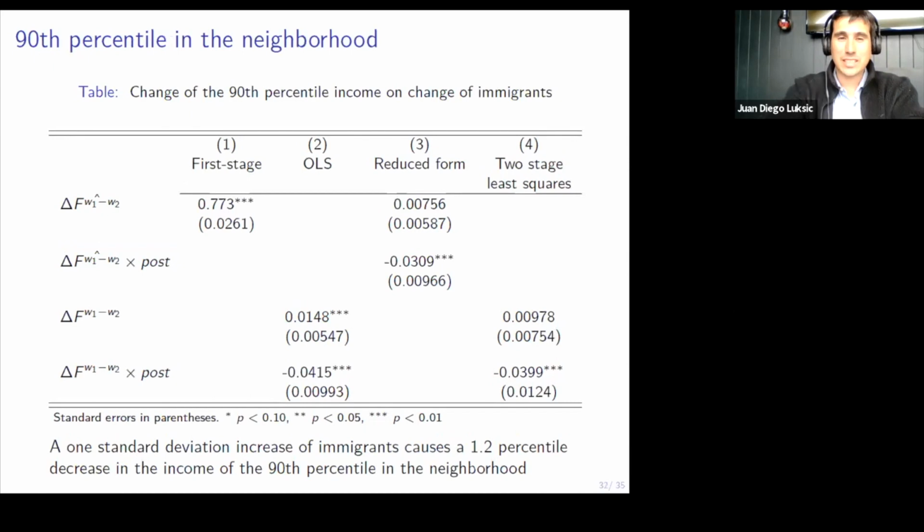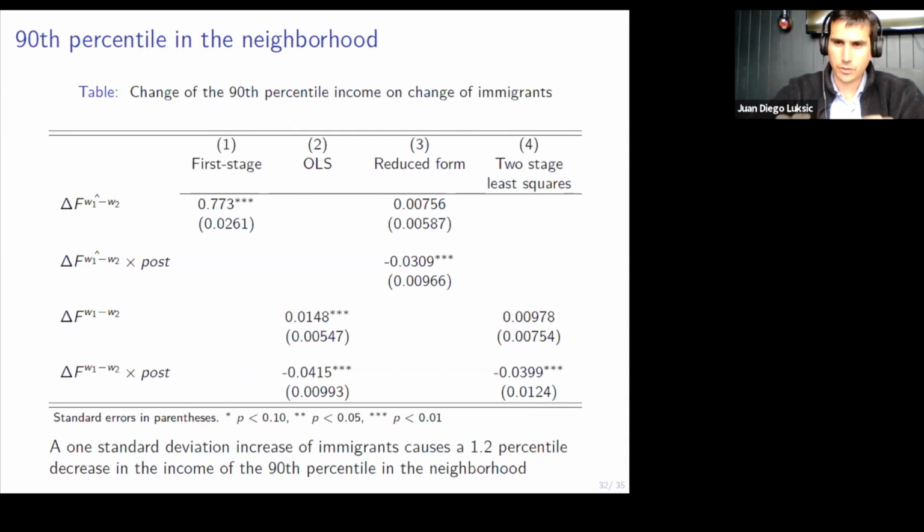And finally, I do an analysis of what I call the richest, or the 19th percentile. I take the 19th percentile income level and see if it changes once immigrants arrive. What we can see is that once immigrants arrive, this 19th percentile has a lower income, which means that the richest in the neighborhood are poorer. And this is evidence to say that those who are moving out are the richest.